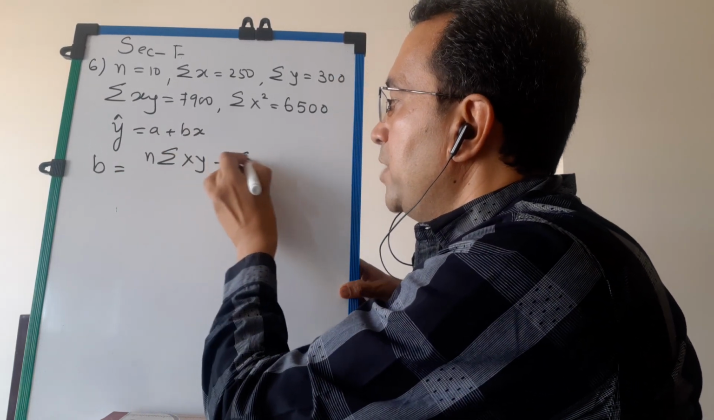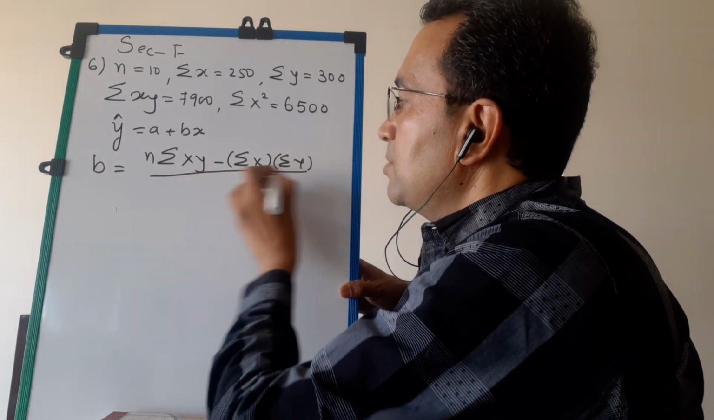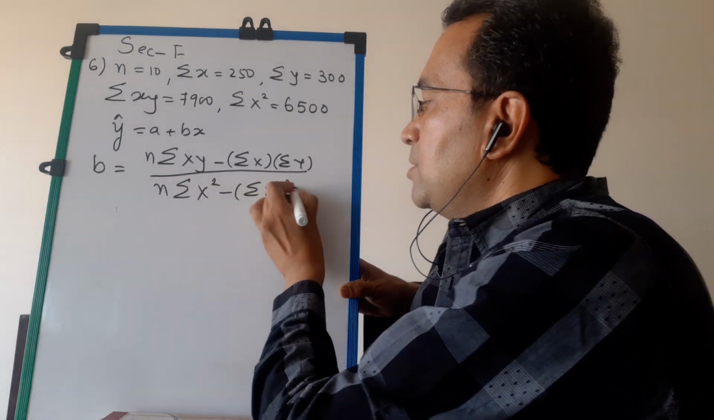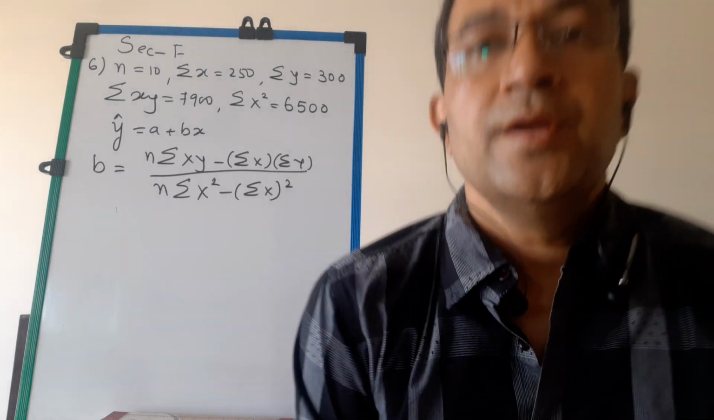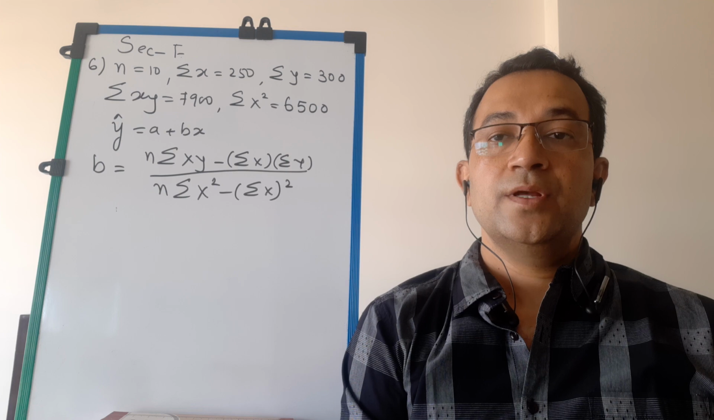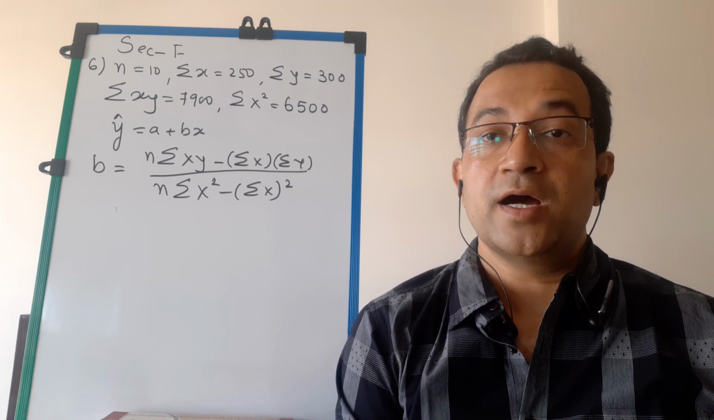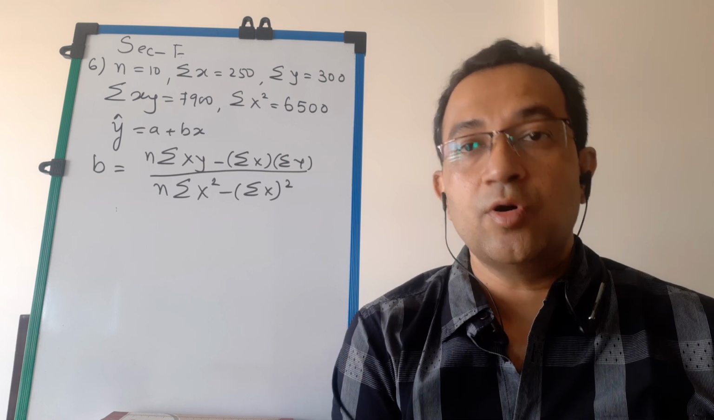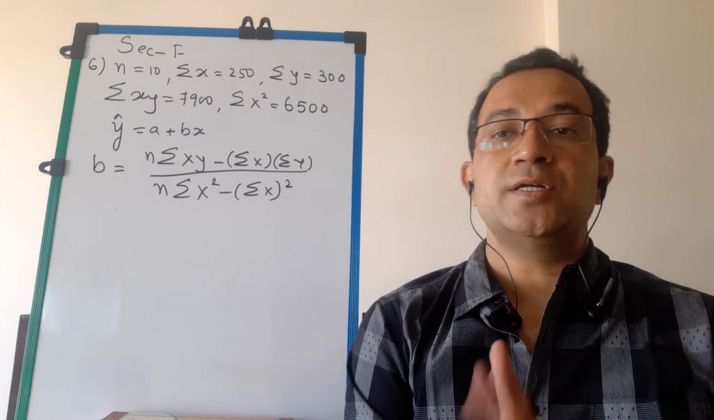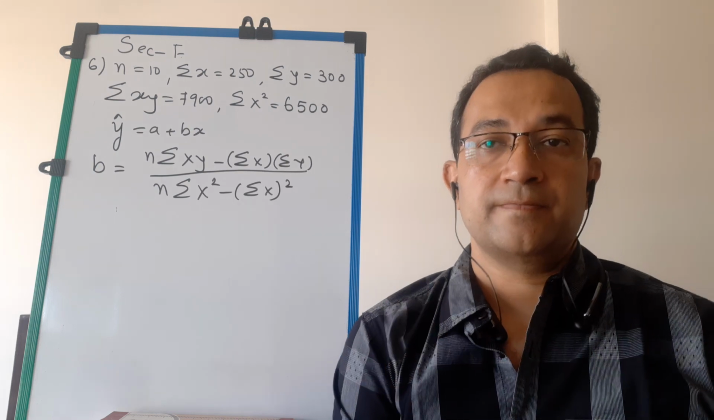Then b is equal to n sigma of xy minus sigma x into sigma y upon n sigma of x square minus sigma x the whole square. Students, this formula fits into the given data. Here we cannot use the shortcut method formula, or the formula of b involving r, or the formula of b involving covariance, because the given data fits into this formula only, irrespective of the values of mean.